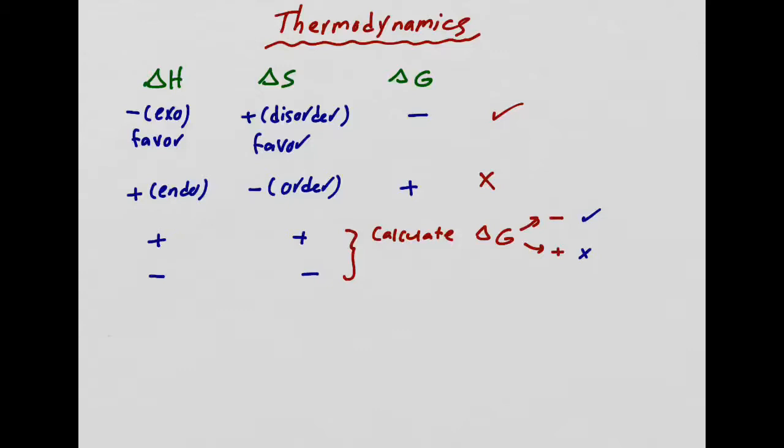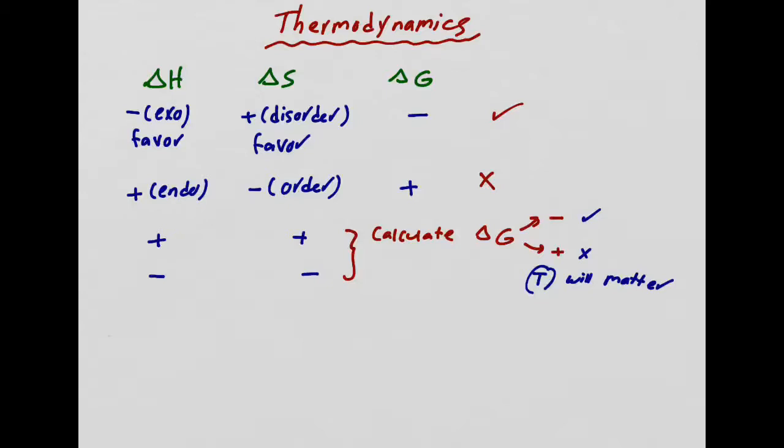If both are favored, it will happen. Both are not favored, it will not happen. But one of each, you would have to calculate it. And when that happens, okay, the temperature, the T, will matter, because of the way the equation is set up.